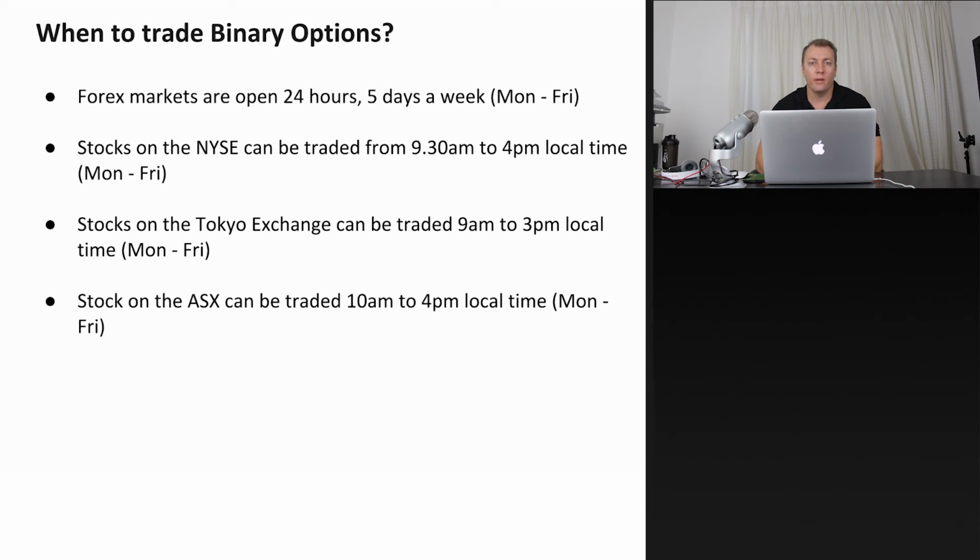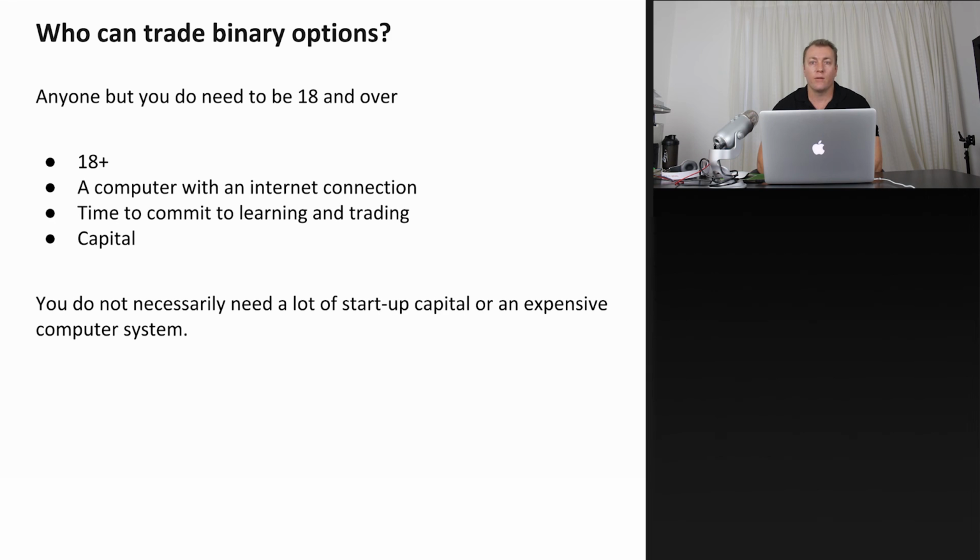So who can actually trade binary options? Anyone can trade binary options, but you have to be at least 18 years old. All you need is a computer with an internet connection, and time to commit to learning and trading. So what you're doing now is actually great. It's the first step. You're getting an understanding of what binary options are, learning all the ins and outs of binary options and trading in general, and that's going to lead you to have more success in your trading. And obviously you're going to need some capital to start with.